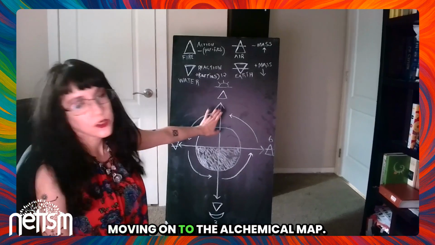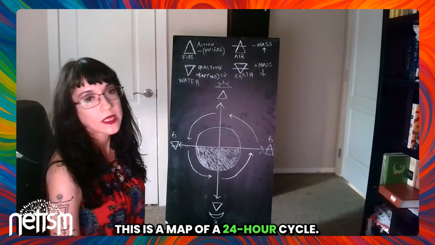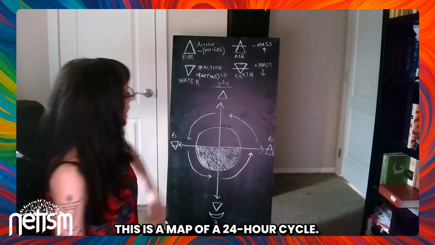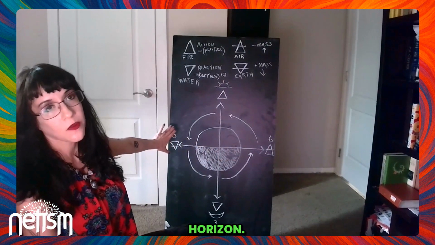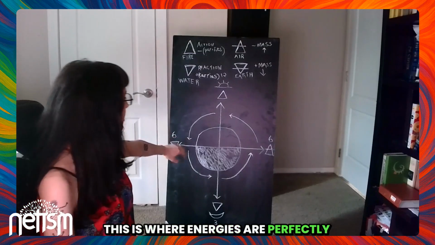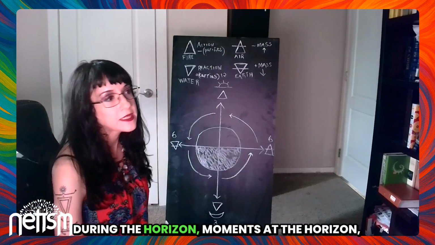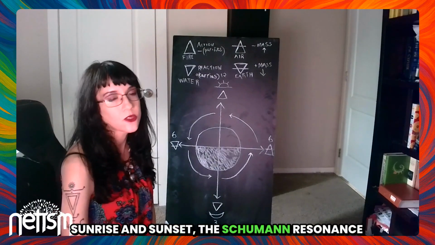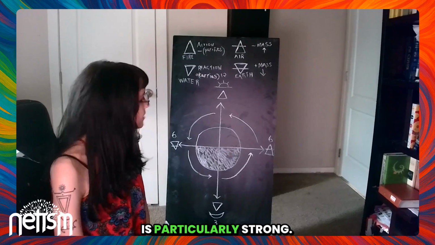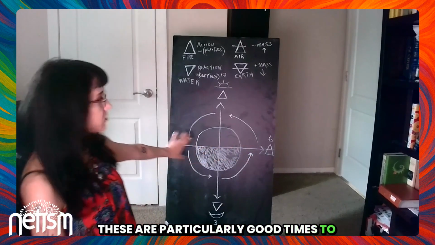Moving on to the alchemical map. This is a map of a 24-hour cycle. Over here, where it is 6, this is the horizon. This is where energies are perfectly balanced between light and dark. During the horizon, moments of the horizon, sunrise and sunset, the Schumann resonance is particularly strong. These are particularly good times to meditate.